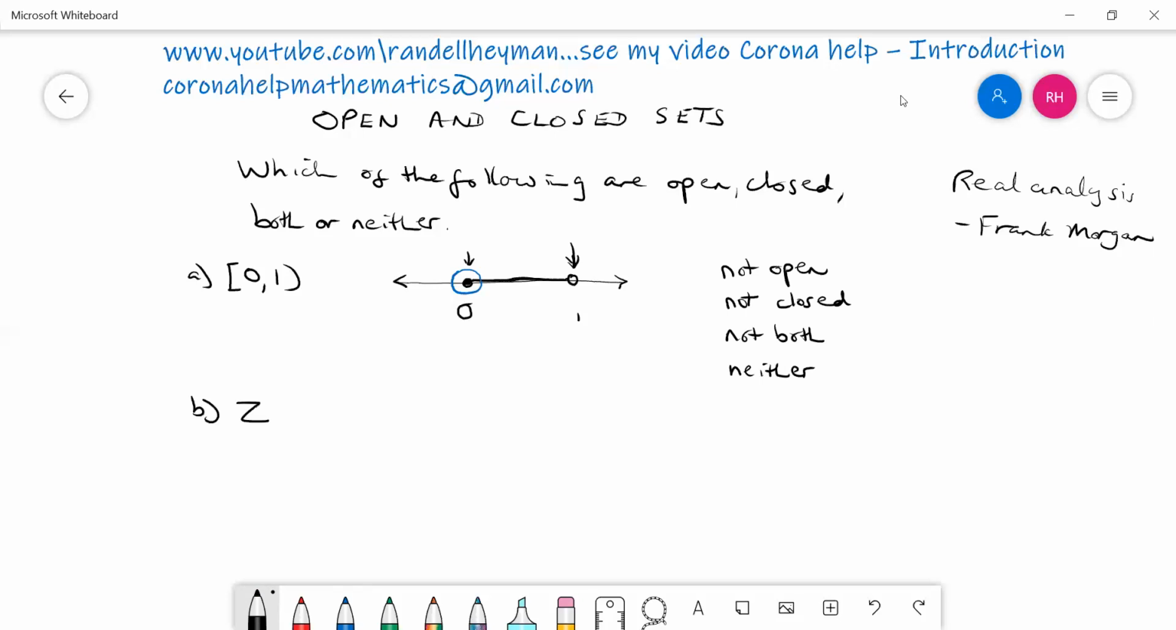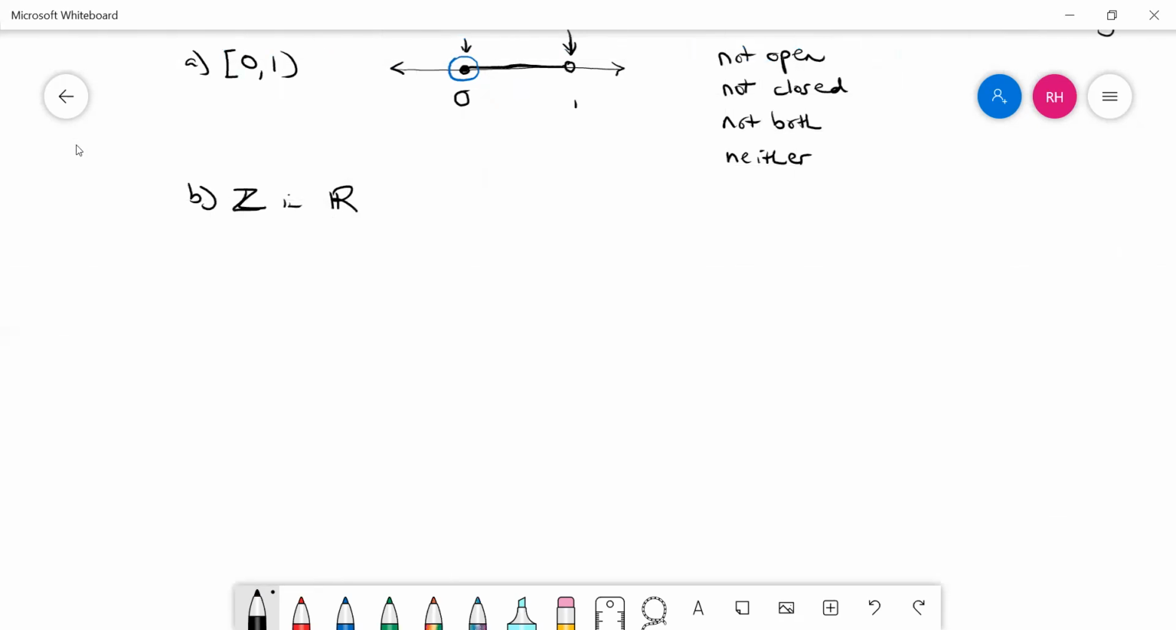Okay, what about this one? The integers in the set of reals. So how does this look? Let's draw a proper real line. So we've got the point 0, the point 1, the point 2, point -1, point -2. Okay, so let's think about this set. I could just take any of these. The conclusion is going to be the same.